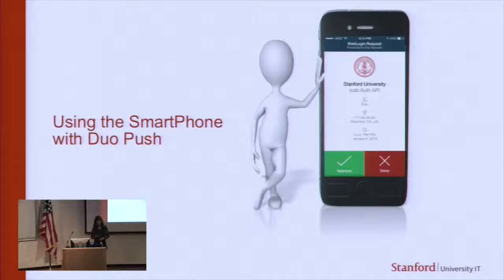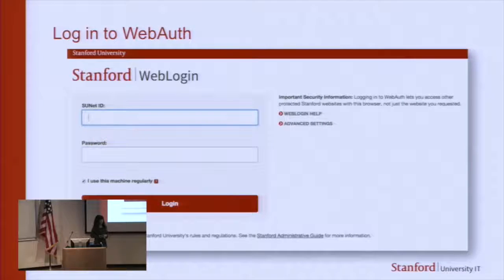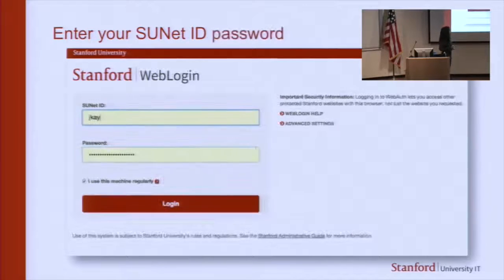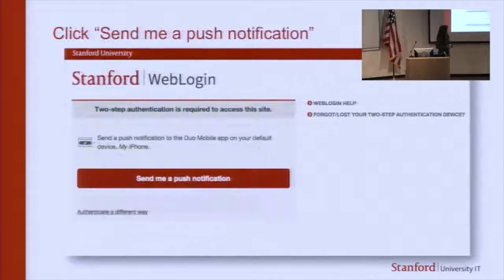So let's look at how it works on the smartphone. Has anybody set this up yet on their smartphone, Duo Push? You have? Okay. So here's what it looks like, and then I'll show you how to set it up. So you get to a web page, and it requires you to do a web login, like say Access. Let's say you want to get your W-2 form. You log in with your SUNet ID, you put in your passcode, you click on the big login button, and then it says, send me a push notification.